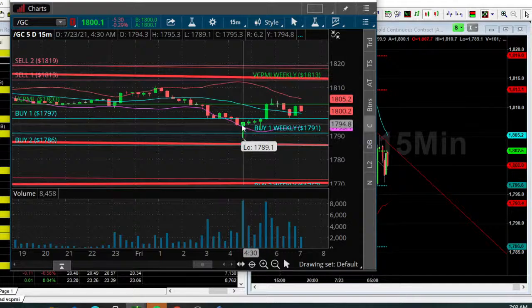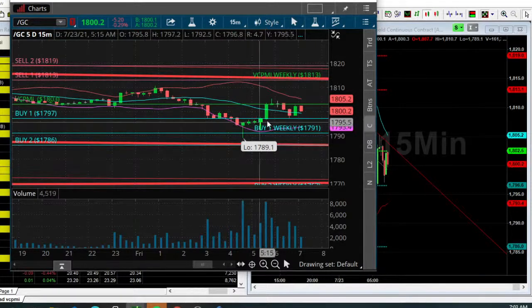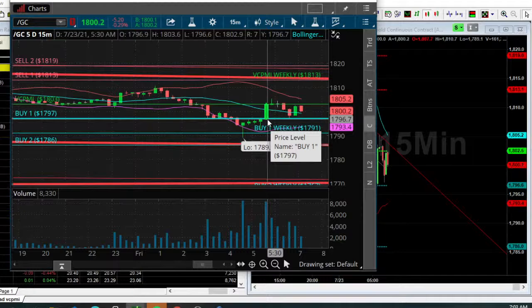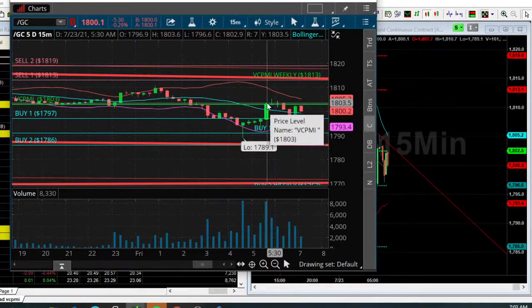it activated a buy signal here at 4:30 at 1795, and automatically it gives you the targets above. The first one was 97, and then 1803 was the main target. And you can see here the market accomplished that at 5:30 a.m.